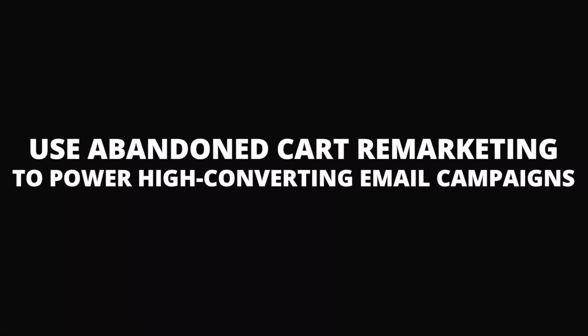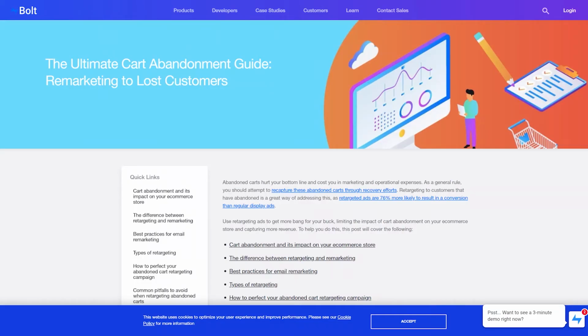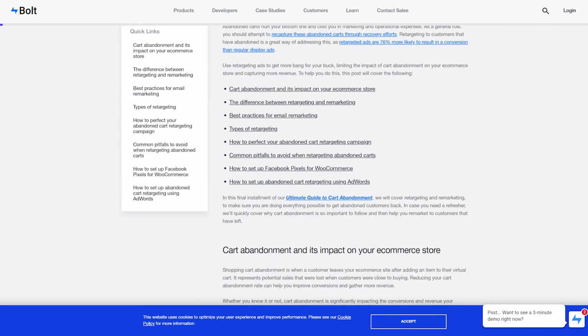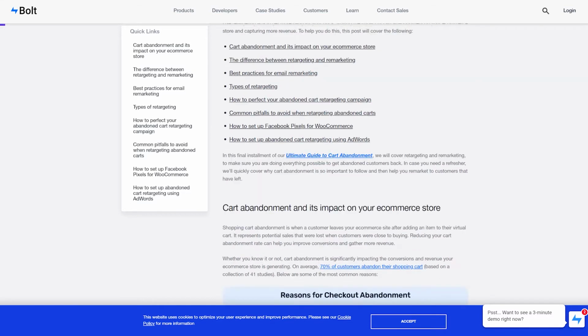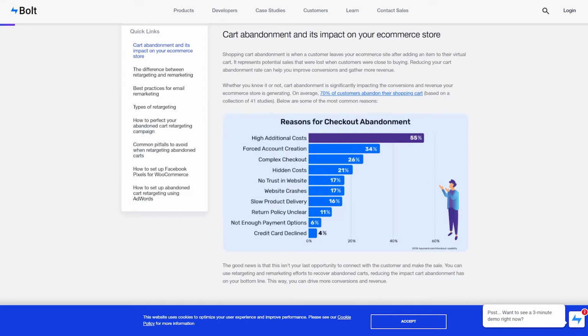Use abandoned cart remarketing to power high-converting email campaigns. Cart remarketing is a similar tactic. The difference is that you approach your customers directly via email. So instead of using cookies, you use their email address. Obviously, this means you need to already have that address on file for cart remarketing to work. One more reason to add lead magnets to your blog posts.